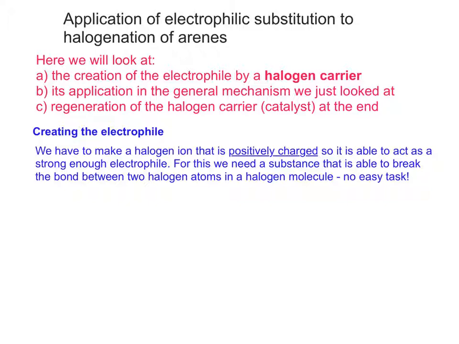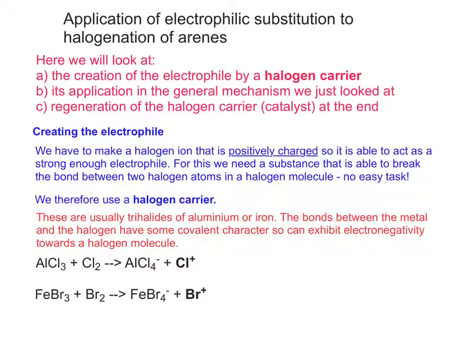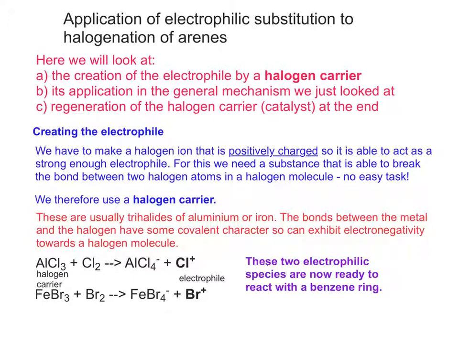So to do this we need a substance that is able to break the bond between 2 halogen atoms in a halogen molecule, which is quite difficult. So these are usually trihalides of aluminium or iron. And the bonds between the metal and the halogen have some covalent character, so they can exhibit electronegativity towards a halogen molecule. So as you can clearly see, what's happened is the halogen-halogen bond has been broken to produce either AlCl4-, for example, which has a negative charge, or FeBr4-. It's just worth pointing out what's the halogen carrier in this and what's the electrophile.